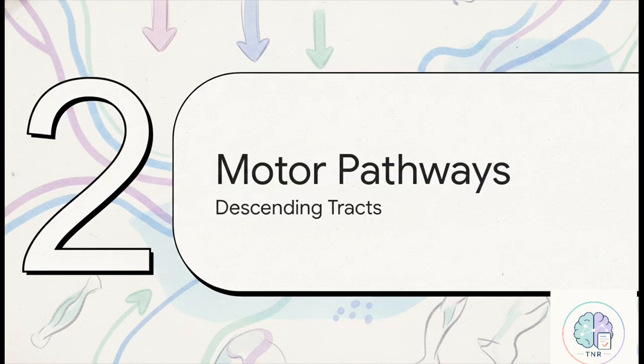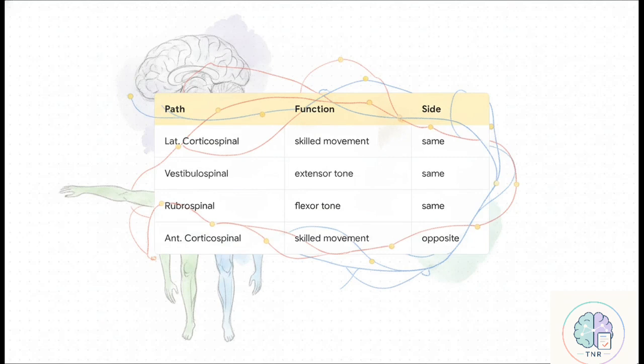The motor pathways. Take a look at this data summarizing our key descending tracts. Notice the vital distinction here, whether they affect the same or opposite side of the body. Tracts like the vestibulospinal, which facilitates extensor muscle tone, and the rubrospinal, which helps with flexor muscle tone, affect the same side of the body. But our main player, the one that governs skilled movement, well, it behaves a bit differently.